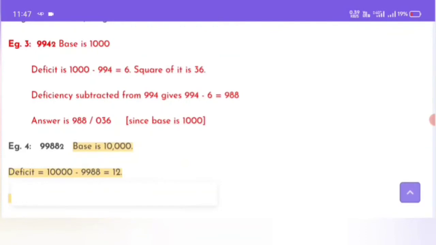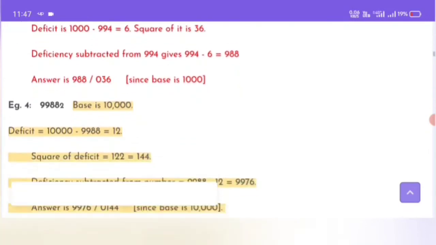994 square. Here the base is taken as 1000, and the deficit is 1000 minus 994, which is equal to 6. So the square of the deficit, that is 6 square, is equal to 36, which is the rightmost part of the answer, and the deficiency subtracted from 994 gives 994 minus 6, which is equal to 988. That is the left hand side of the answer. So the answer will become 988 slash 036.